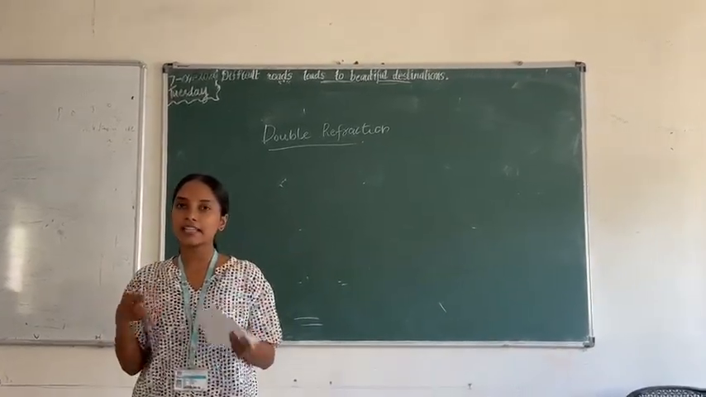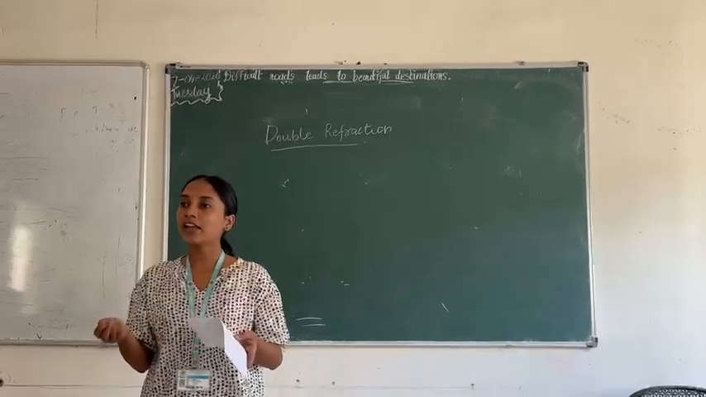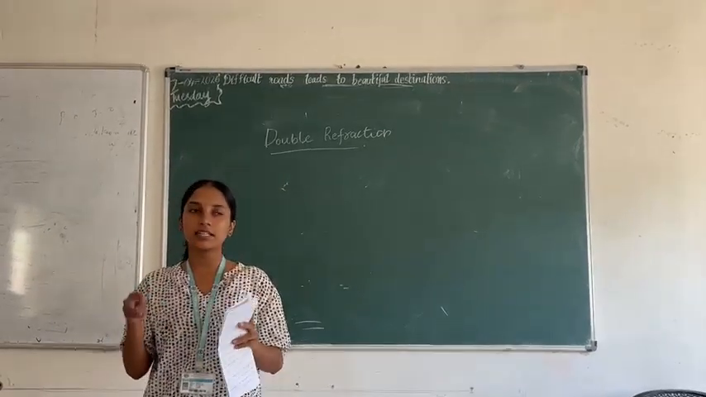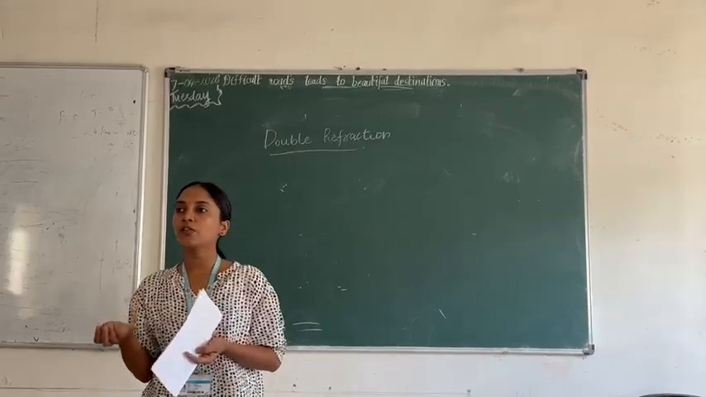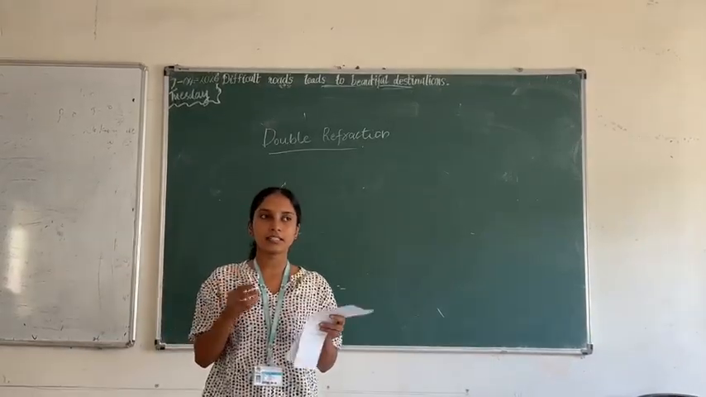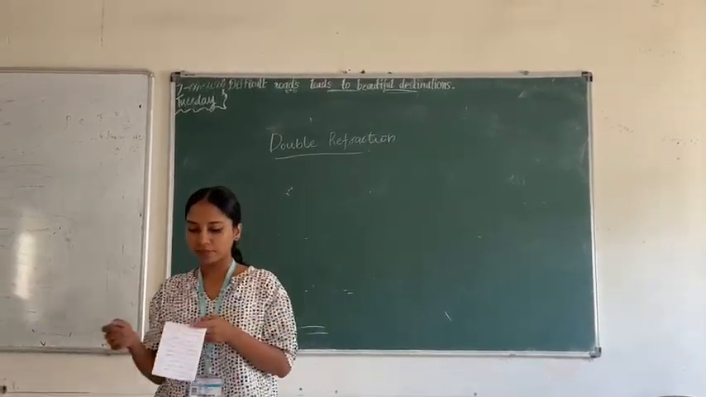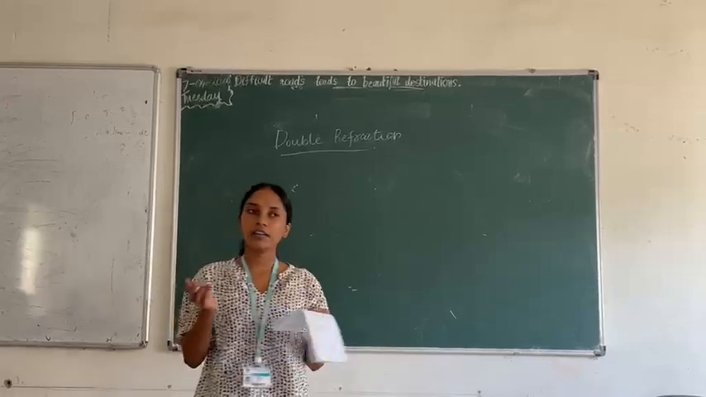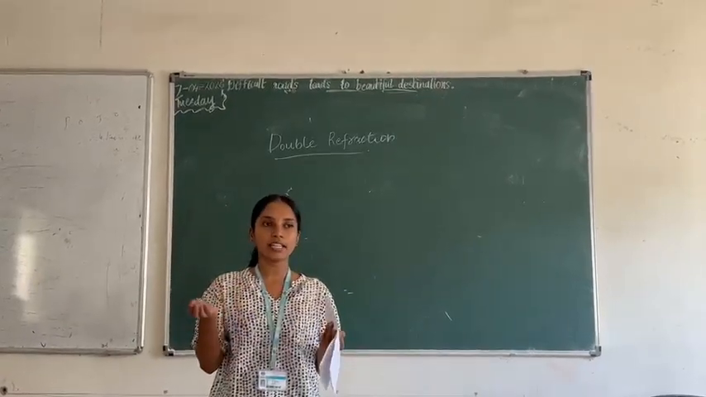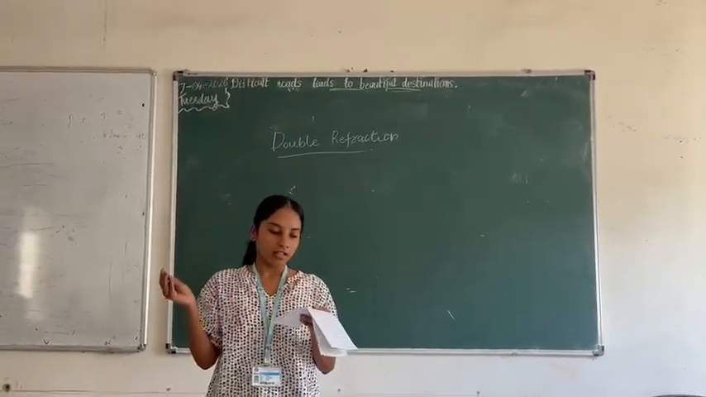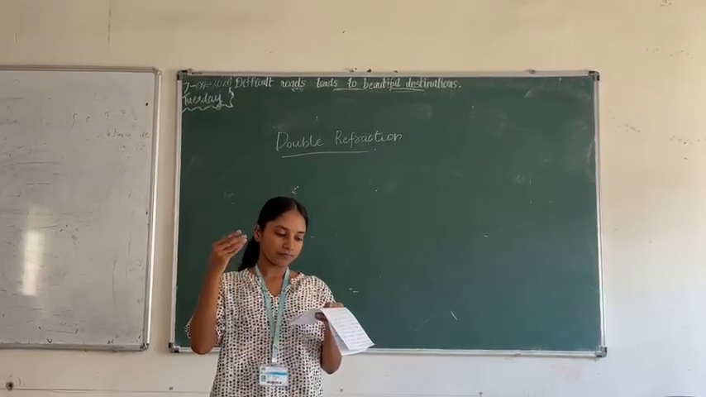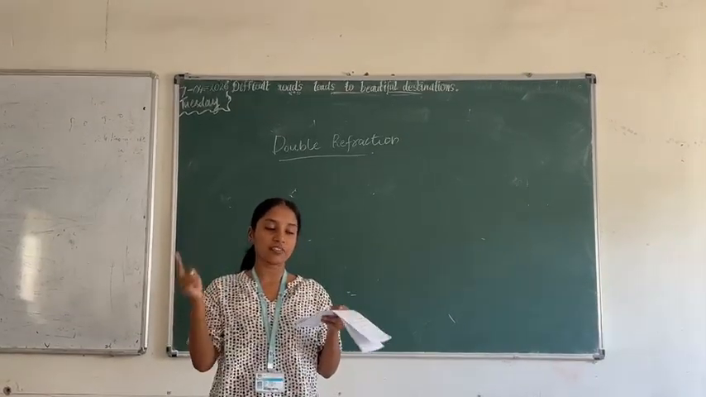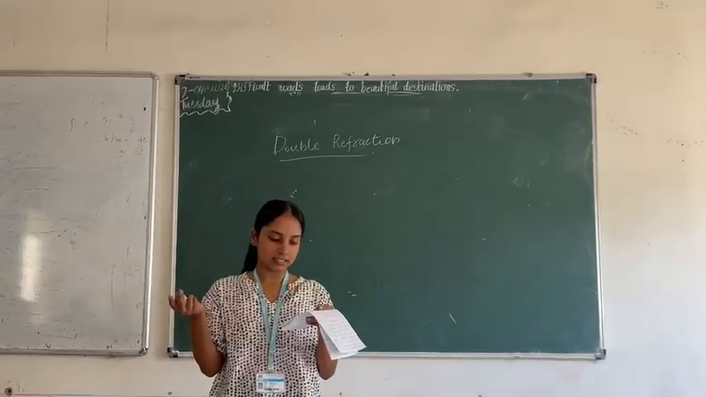Crystals like calcite and quartz. When light passes through such crystals, it splits into two rays instead of one. This phenomenon was first explained by the Dutch scientist Christian Huygens. According to him, double refraction is a phenomenon in which a single incident ray produces two refracted rays inside a certain crystal.